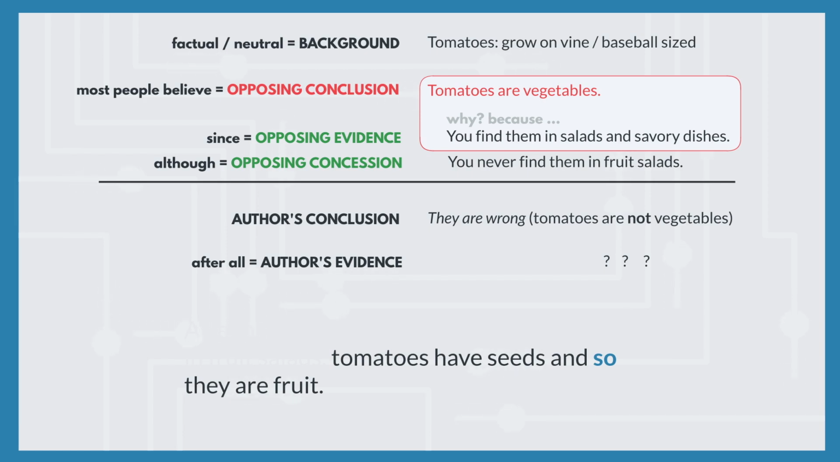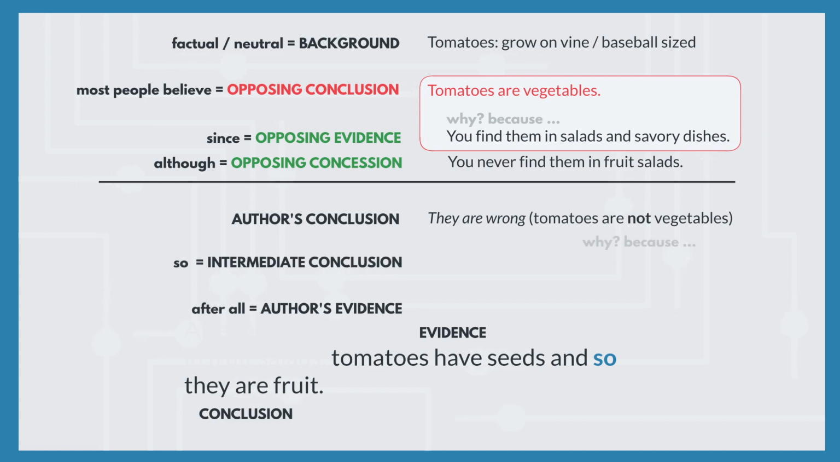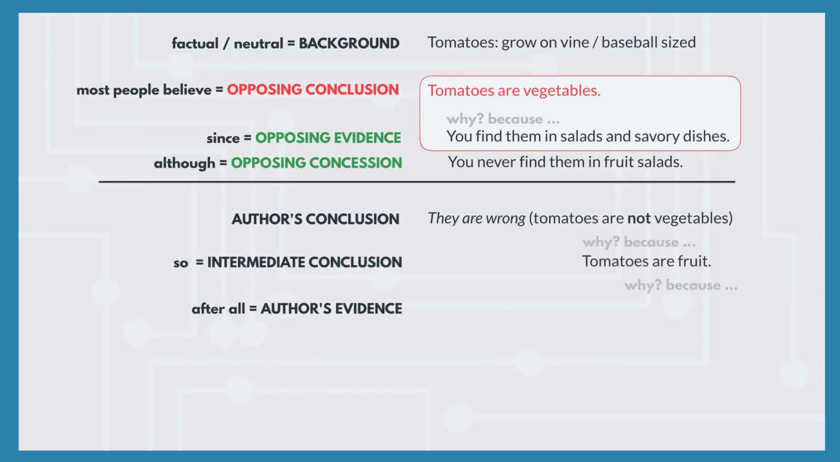But then our author is making a little mini argument here. Because they have seeds, you can conclude they are fruit. So we get an intermediate conclusion. Tomatoes aren't vegetables. Why? Because they're fruit. Why? Because they have seeds.